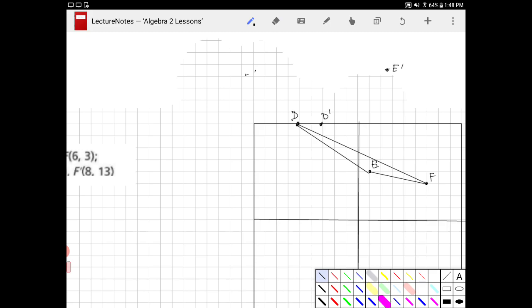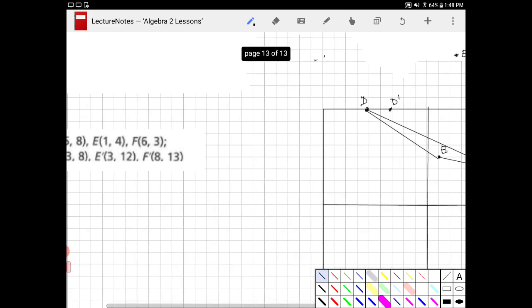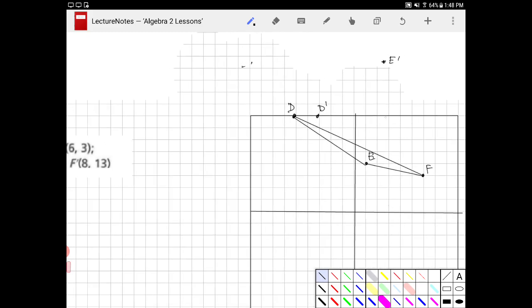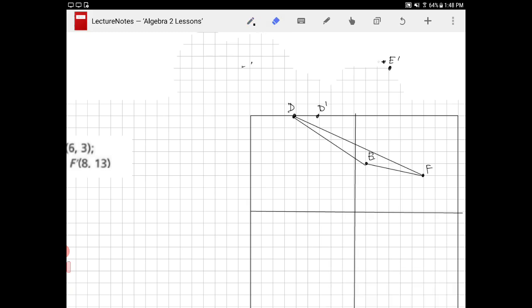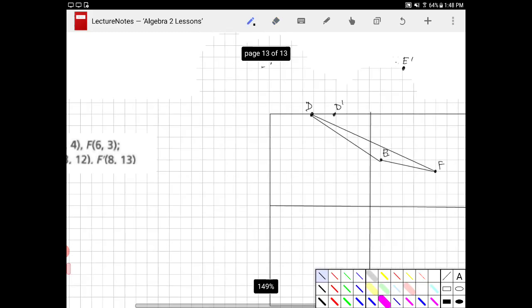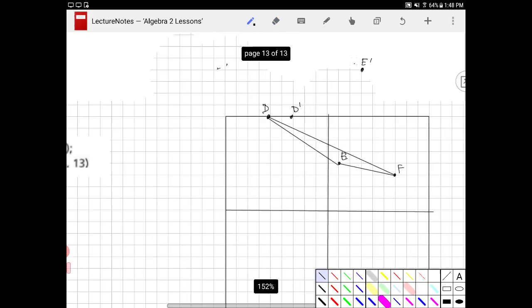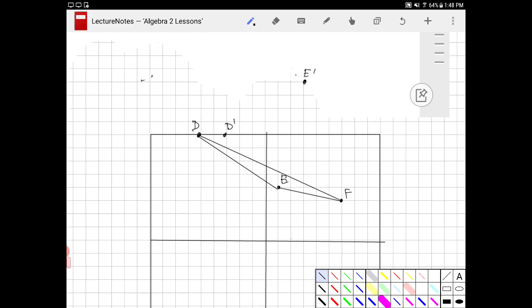Okay, let me just do that again. So 3, 12. So 3, 9, 10, 11, 12 is right there. That's E. There you go. And 8, 13. 8, 13, where are you? So let's see here. 2, 4, 6, 8, and then 13. Whoa, boy. It's going to be like right there. Okay, so here we go.